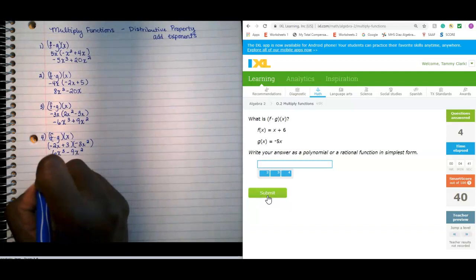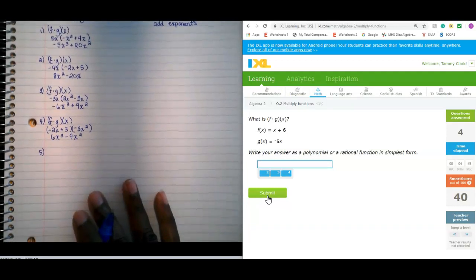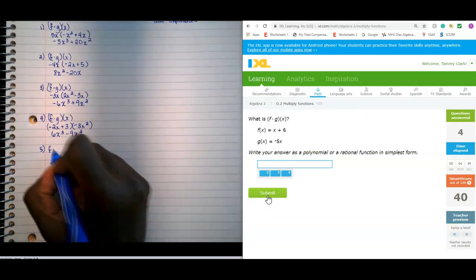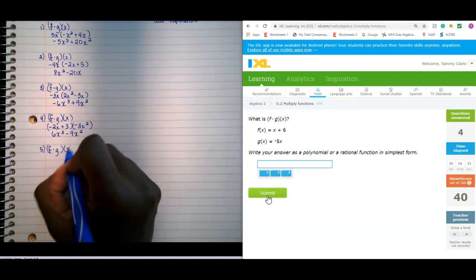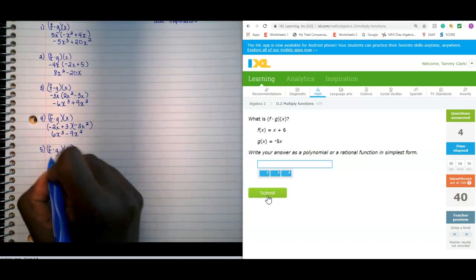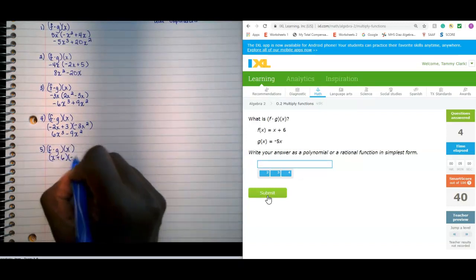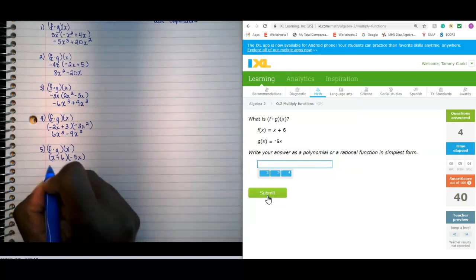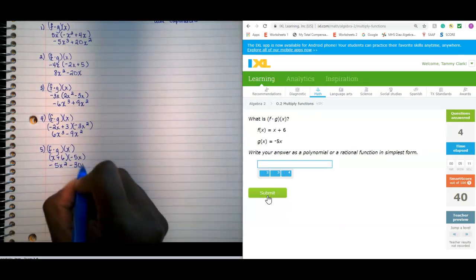Number 5. Let's speed this up a little. What is f of x times g of x? So we've got x plus 6 multiplied by negative 5x. So negative 5x times x would be negative 5x squared. Negative 5x times positive 6 would be negative 30x.